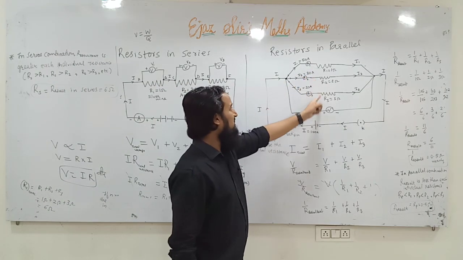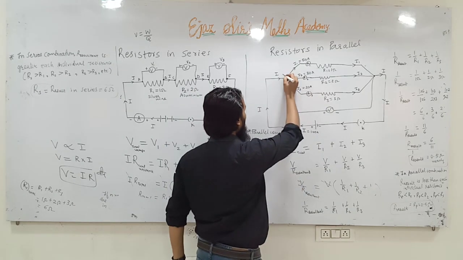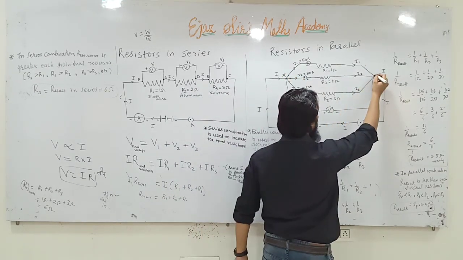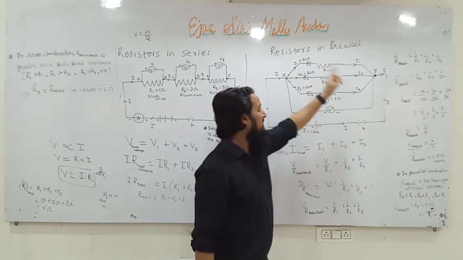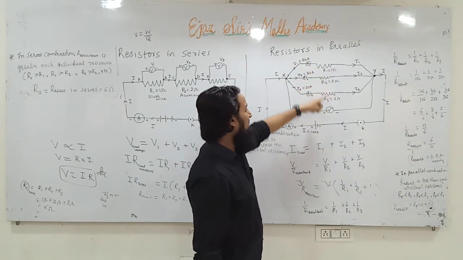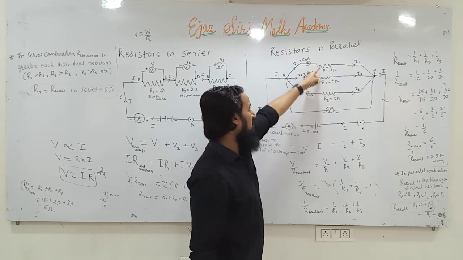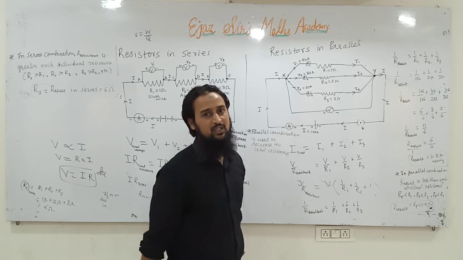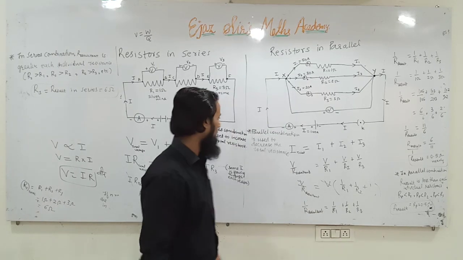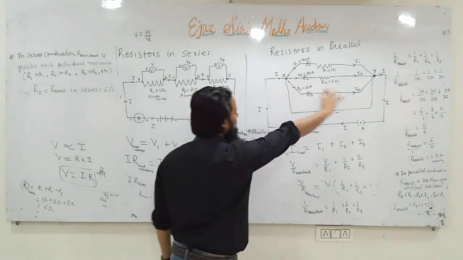If a number of resistors are connected between 2 points, let us say this is point X and this is point Y, such that they have the same voltage, the same potential difference, though the current will be divided into branches, such a combination is called resistors in parallel.